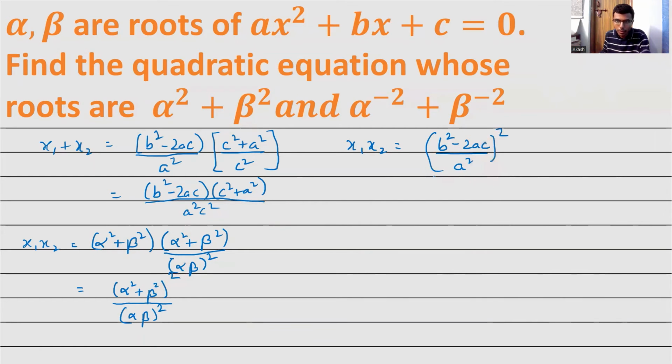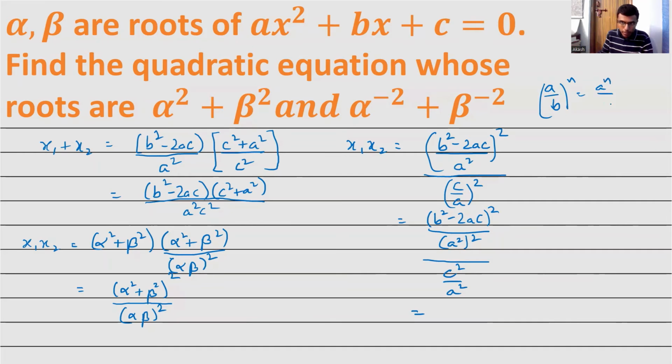That's why, this is the whole square divided by alpha beta whole square. Alpha beta is c by a, so this would be nothing but c by a whole square. Now this is nothing but equal to b square minus 2ac whole square divided by a square whole square, divided by c square by a square. Why? Because a by b whole power n is nothing but a power n by b power n. Anything you can just put it.